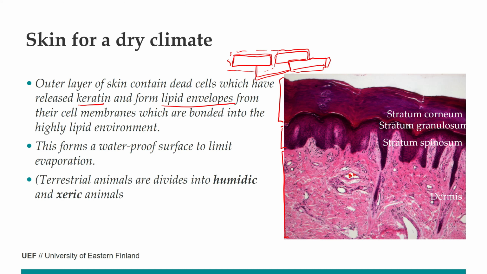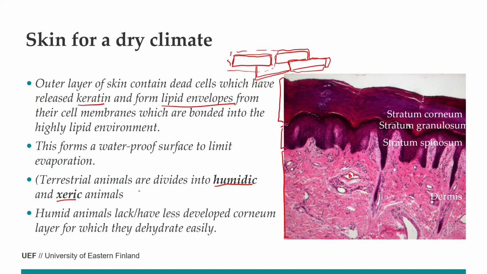Animals in terrestrial environments are divided into two groups. One is humidic and one is xeric. The difference is that humidic animals either completely lack this stratum corneum, or they have a less developed one. For example, frogs have this same structure, but it's thinner and not so well organized. Therefore, they dehydrate easily.